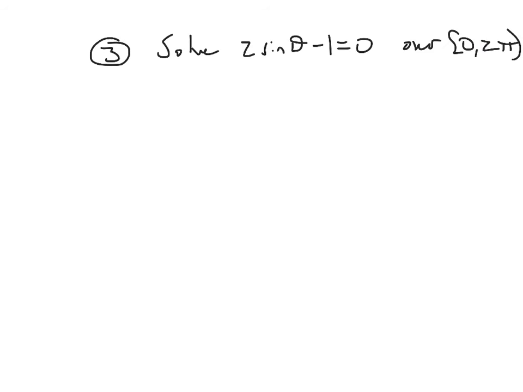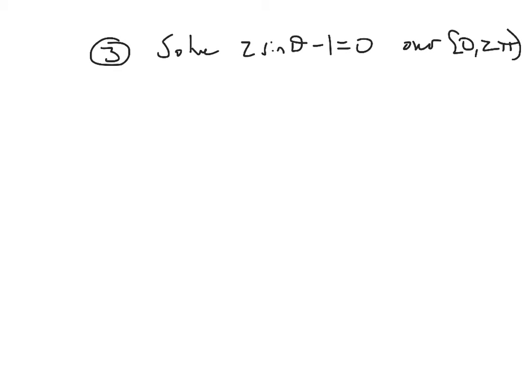For question number 3, I'm going to say solve 2 sine theta minus 1 equals 0. And we're going to solve that over the interval of 0 to 2 pi.